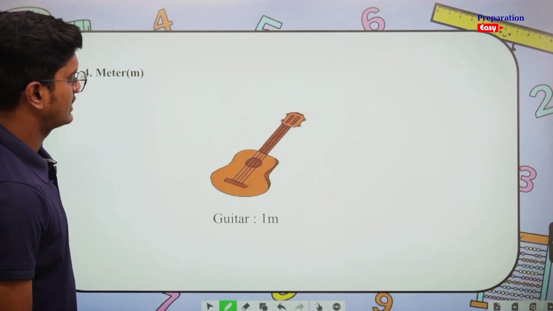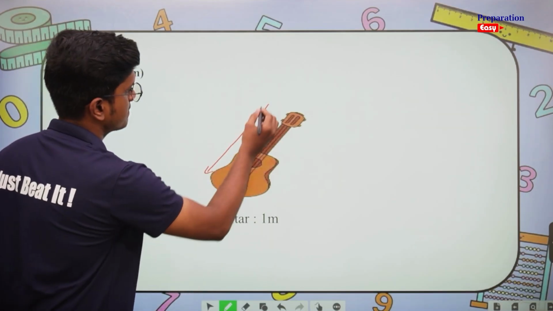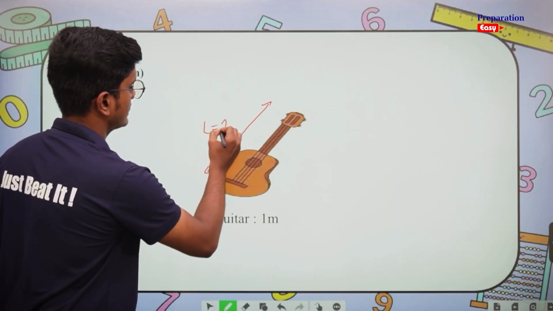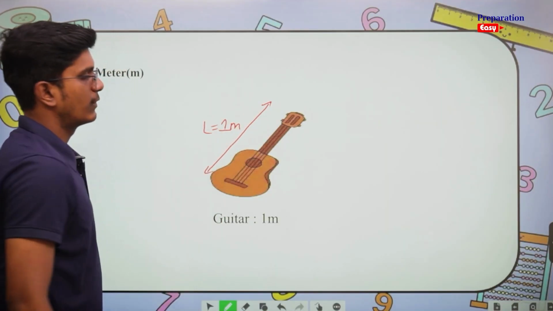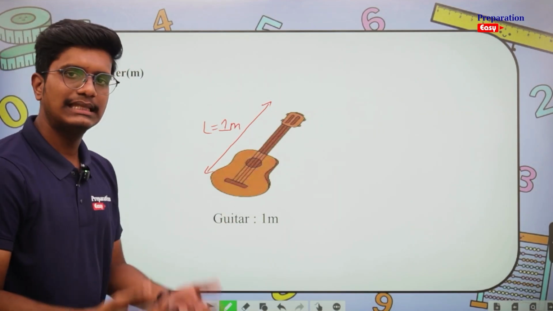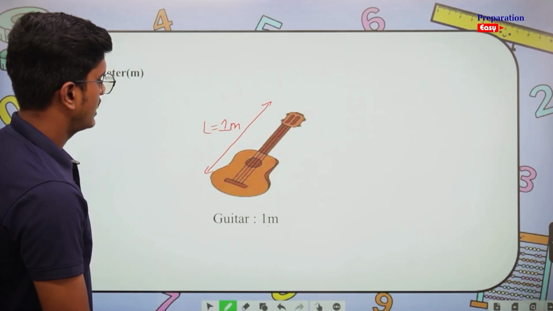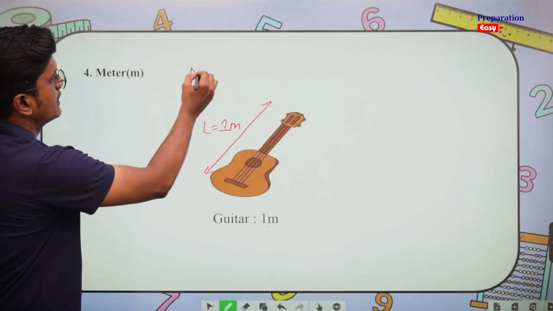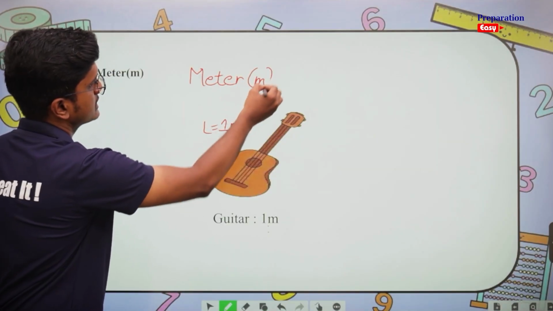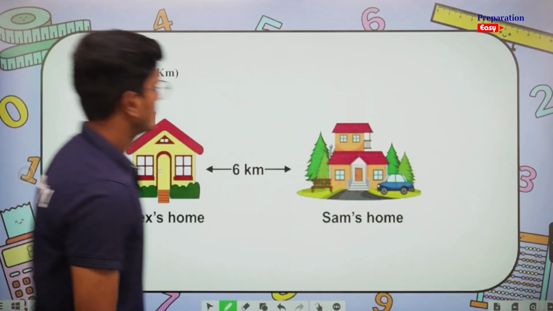So next, the unit of measurement is meter. We can see a guitar over here, right? So what's the length of this guitar? The length of this guitar is given as 1 meter. We can calculate it in centimeter, but it's a lengthy process. So we take meter because meter is higher than centimeter or inches, right? The symbol for meter is m. So the length of the guitar is 1 meter. Okay, let's move next.